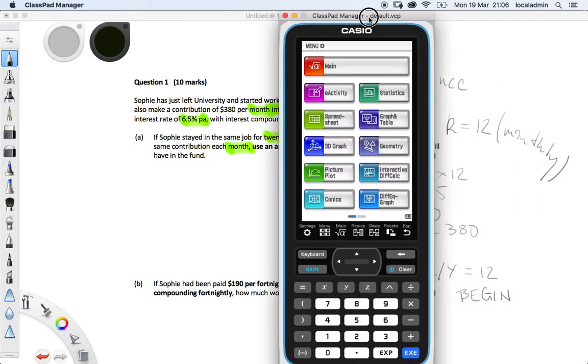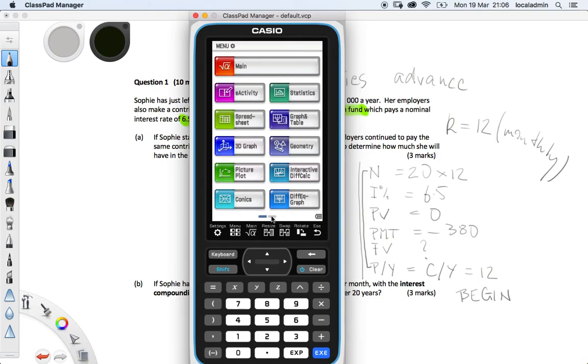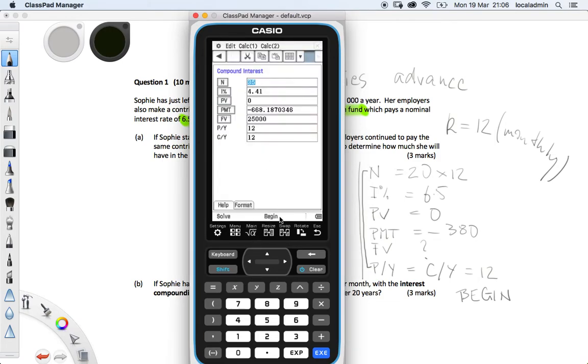Now let's bring that to the side and type all that information in. Begin, fine. 20 times 12, great. 6.5, great. We have nothing to start with. The employer makes $380 payments per month. We don't know the future value, and 12 is good. So now all we have to do is solve for the future value. That seems to be $187,000.